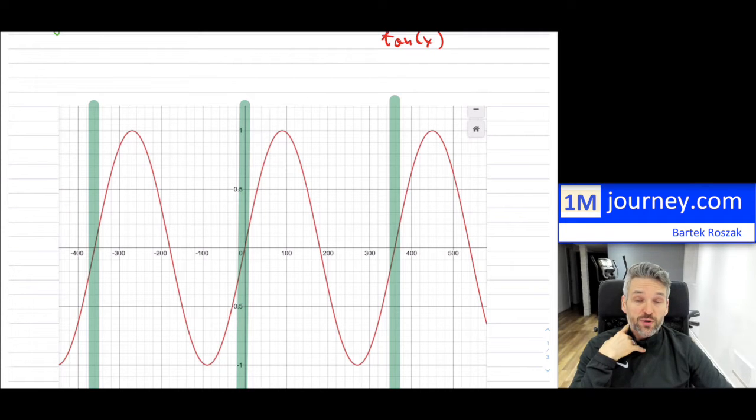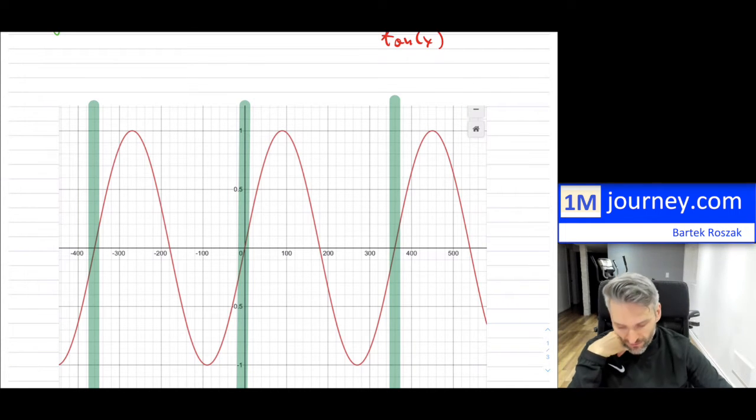If you want to graph, let's say, the cosecant of your sine function, then what do we know?